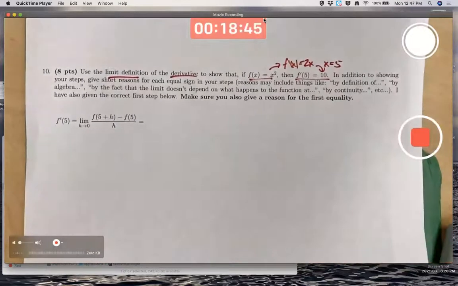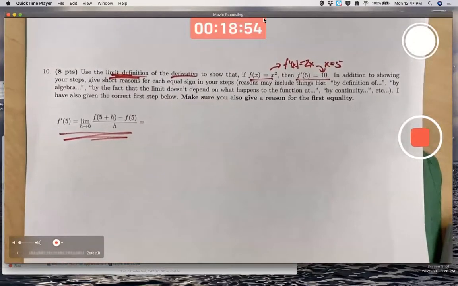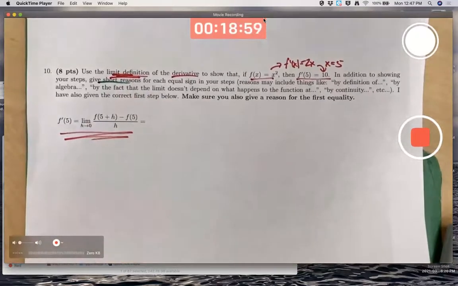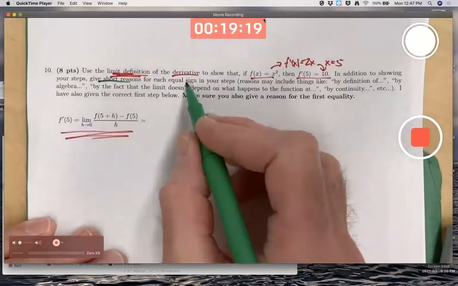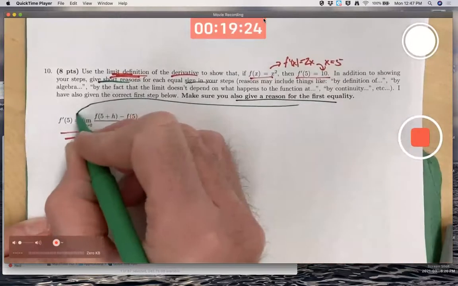But that's not what I'm asking the students on this old exam to do. I'm asking them to use the limit definition, and I even start it for them here. Also, give short reasons. We did do problems like this before spring break, maybe late February, early March, and we talked about reasons. Let's review this. Give short reasons for each of the equal signs. Also, make sure you give a reason for the first equality, in other words, this one.